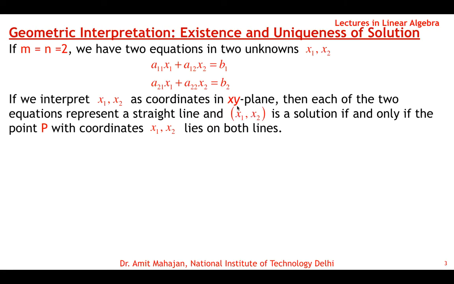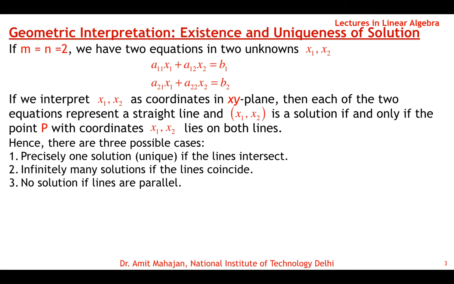So any tuple x1, x2 is a solution if and only if the point P with coordinates x1, x2 lies on both the lines. Basically, if the point x1, x2 satisfies the first equation as well as the second equation, then we say that this x1, x2 is a solution to this system. Any set of numbers x1 and x2 which satisfies both the equations will be a solution.